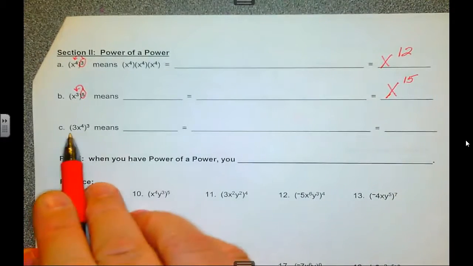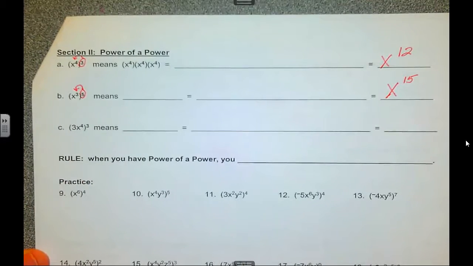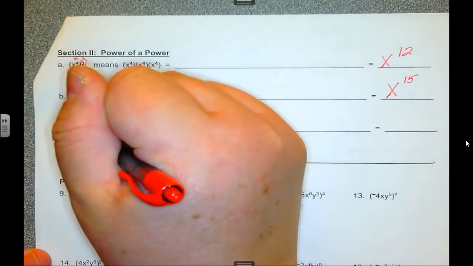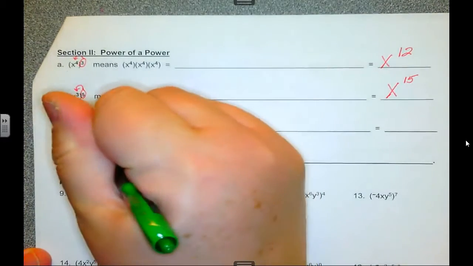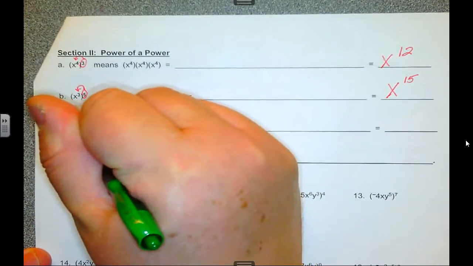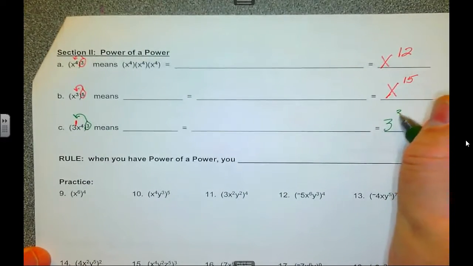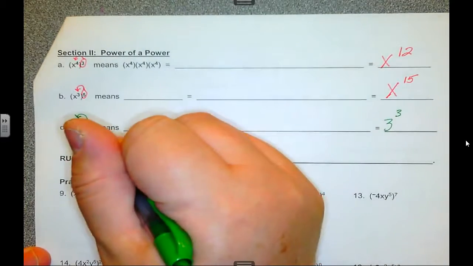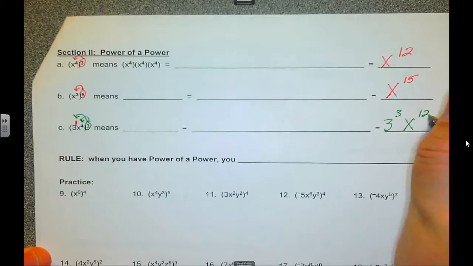Now, again, look inside the parentheses here, right? I have a 3x to the 4th. What's the exponent for the 3? If it's not there, it's a 1, right? Okay, so we're going to multiply the exponents. 3 times 1 is what? So I have 3 to the 3. 3 times 4 is 12.